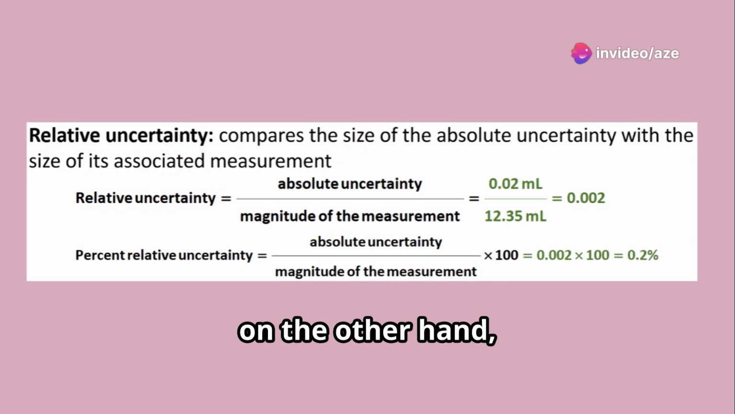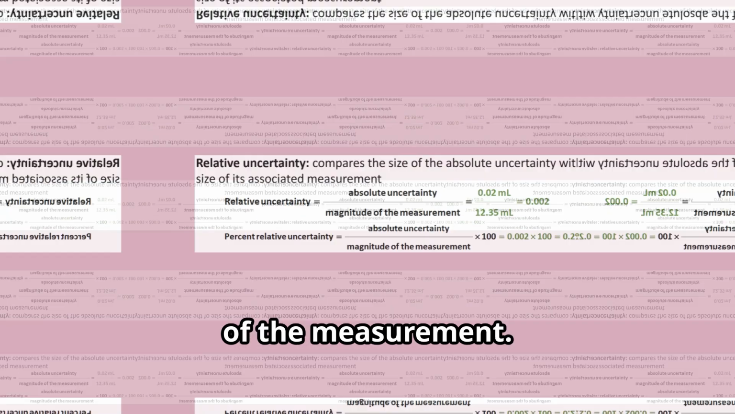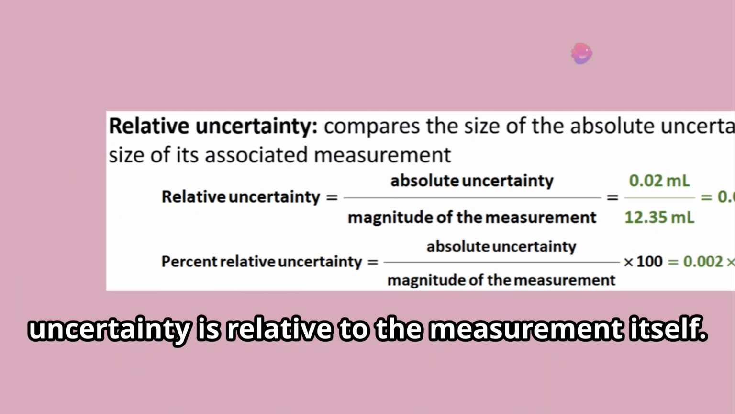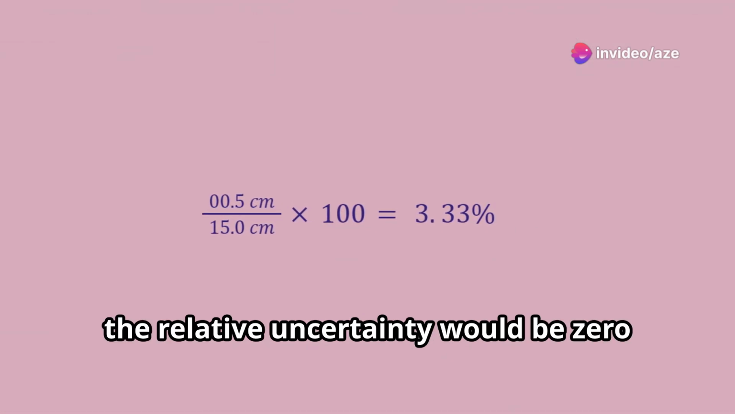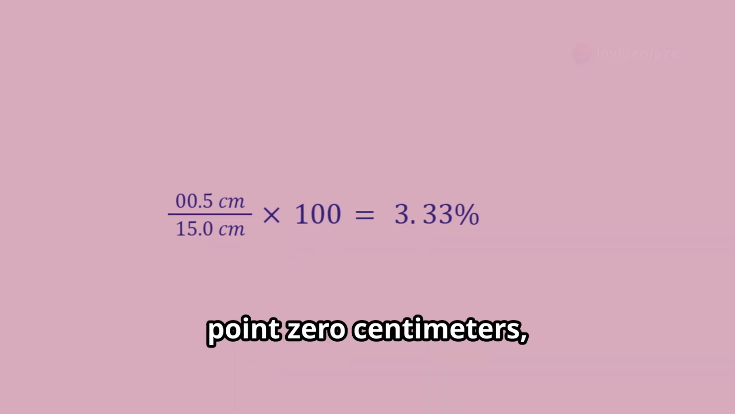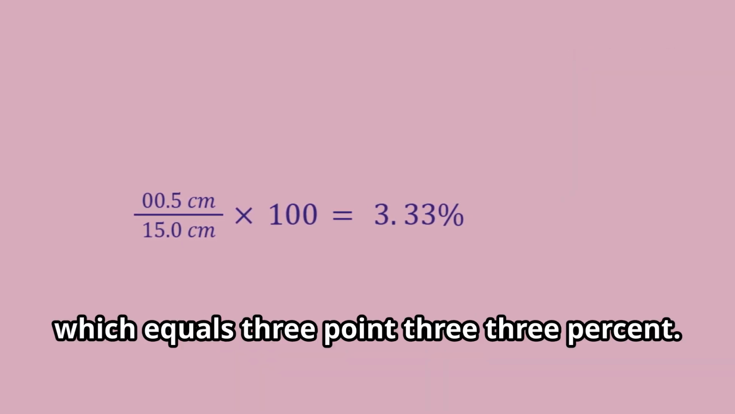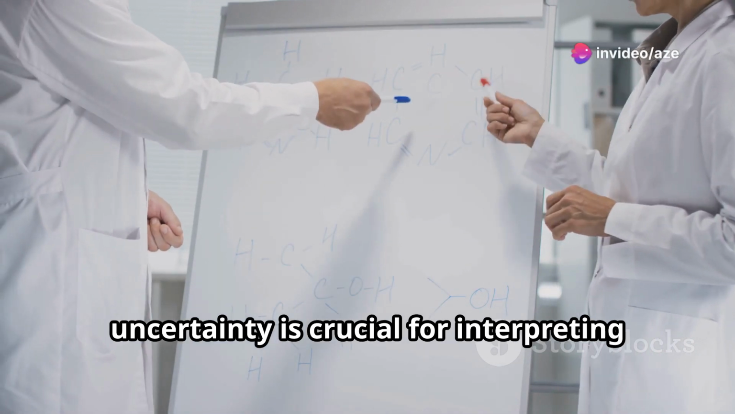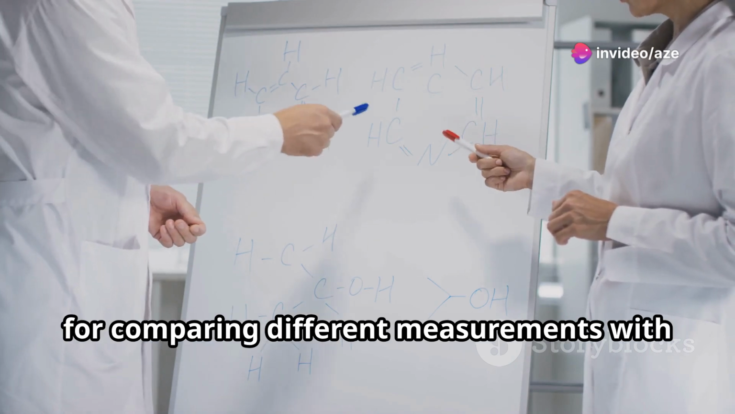Relative uncertainty, on the other hand, expresses the uncertainty as a percentage of the measurement. It provides a measure of how large the uncertainty is relative to the measurement itself. In our pencil example, the relative uncertainty would be 0.5 centimeters divided by 15.0 centimeters, multiplied by 100%, which equals 3.33%.